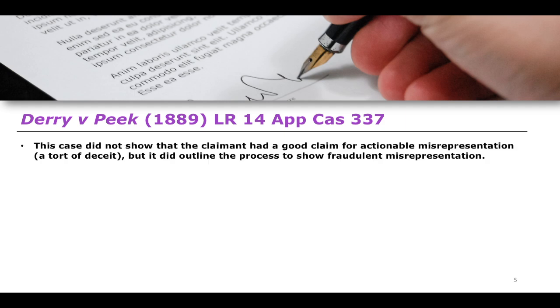So the case of Derry and Peake was a case where it did not show that the claimant had a good claim for actionable misrepresentation. At the time, this was referred to as the tort of deceit. But it did outline the process that is required in order to show a situation of fraudulent misrepresentation. So this is an interesting case where we have a potential claim that doesn't actually materialize, but the courts do make an effort to discuss the process by which a fraudulent misrepresentation can, in fact, take place.